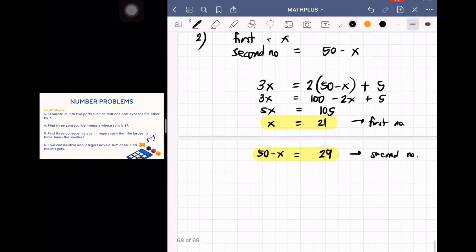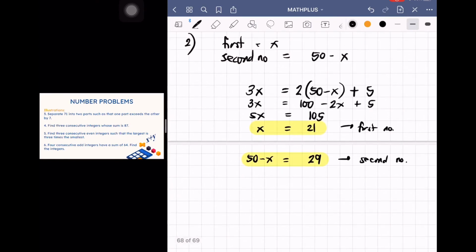Separate 71 into 2 parts. We are to divide 71 into 2 parts. Separate in a worded problem means that if you separate the two numbers and put them back together, they will result to 71. So in short, their sum is 71. So your first number could be x. Actually, you can use any variable you want, as long as you're comfortable with what you're using. The second number, therefore, is 71 minus x.